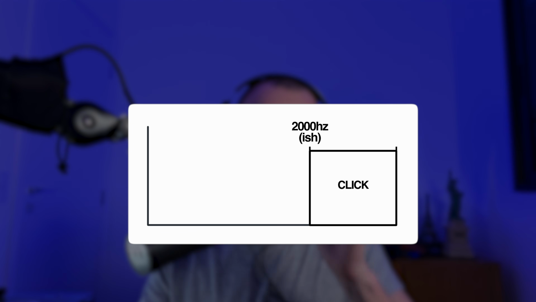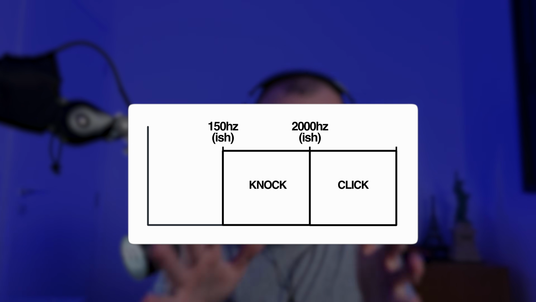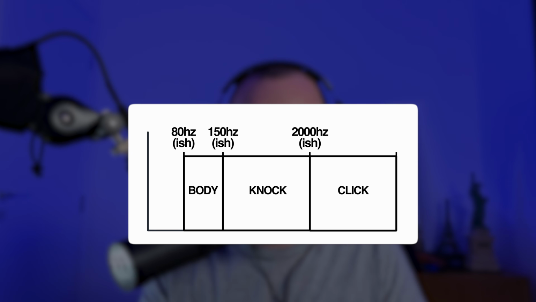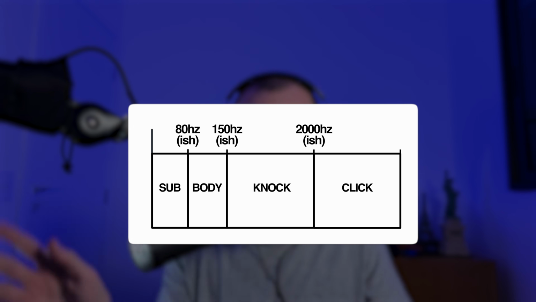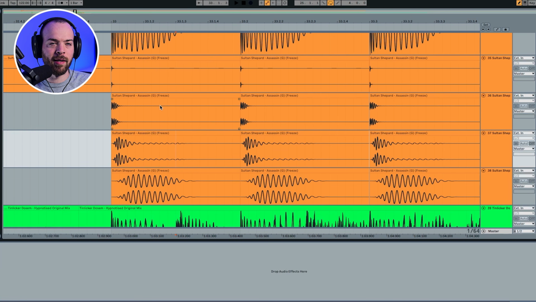which is essentially 2000 Hertz and beyond. And we have the knock, which is from 150 to 2000-ish. Then we have the body, which is from 80 Hertz to 150. And the sub, which is from below 80 Hertz-ish. And you can see these on the screen, the sub, the body, the knock, and the click, and how important they are in the song.